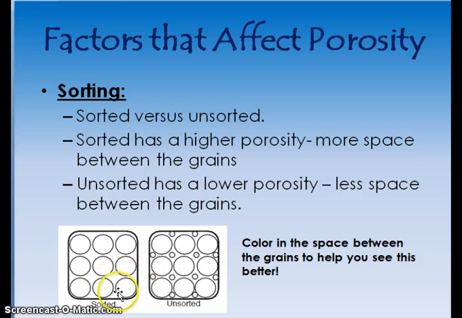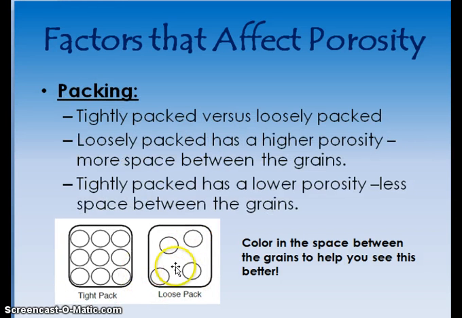Sorting here, remember, sorted is they're all the same size together. Unsorted is all mixed together. What's going to happen here is sorted are going to have more space between their grains, and unsorted are going to have less. If you can see here, these small particles take up that pore space. So there's less pore space there in the unsorted pile. Again, color that in to see the difference. Packing's a little bit different too. If you have them all tightly packed together, you're going to decrease your pore space or decrease your porosity. Loose packed particles, there's going to be way more pore space in here.